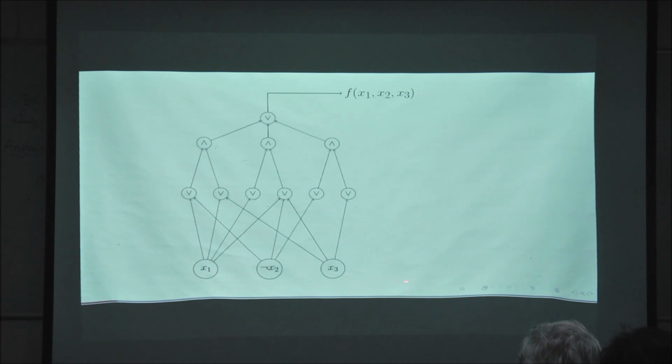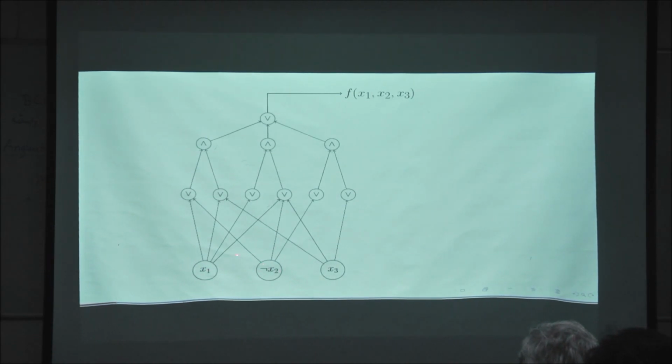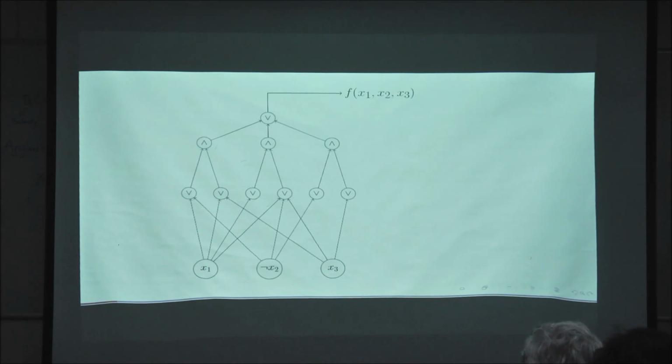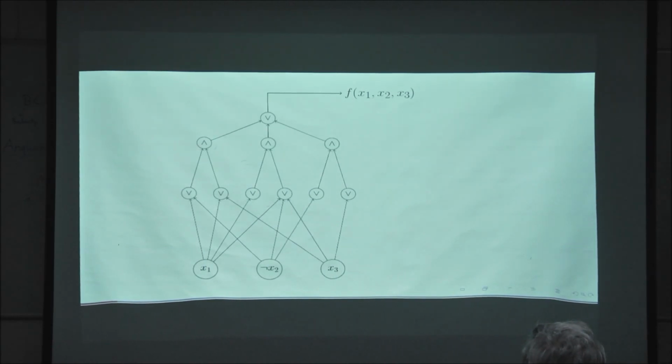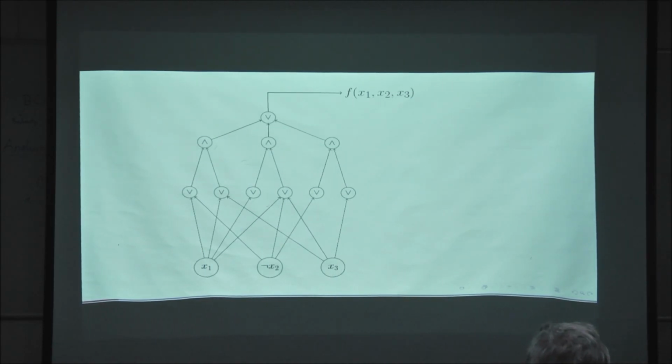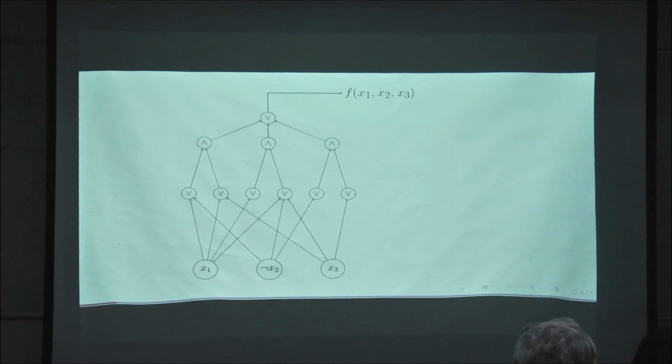So you have variables at the bottom here. Some of them have NOT gates on top of them. You can always assume the NOT gates are at the bottom. Then there are OR gates, AND gates, etc. And at the end, you compute some sort of Boolean function of your input. So that's an AC0 circuit. What makes this an AC0 circuit is that the depth of this circuit, the longest path from a leaf variable to the output gate on top, is a constant. That's the depth of the circuit, and that's what makes it AC0.